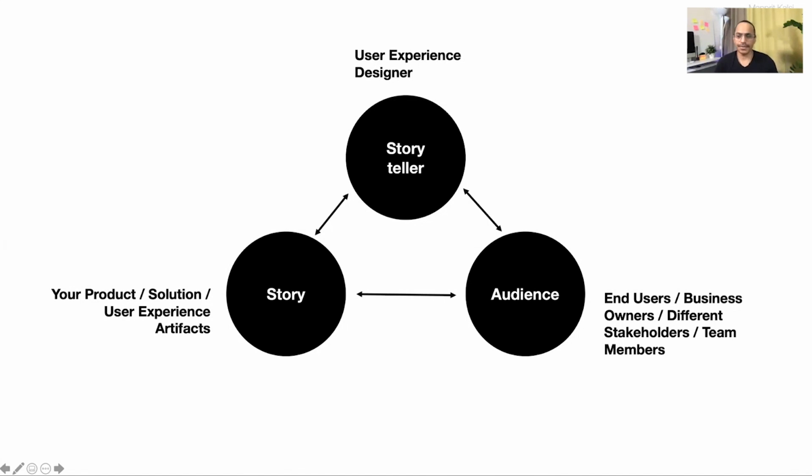Similarly, who is the storyteller here? The designer, the UX designer, the one who's designing is the storyteller. And who is the audience? Audience is basically the end users, the people who will use the product. Okay, so they are the real audience. But apart from that, there are other people also who are involved. These are the business people, different stakeholders, and also the different teams like marketing team, development team, business, and project management team, and so on. So everybody is audience because they are involved in this triangle.